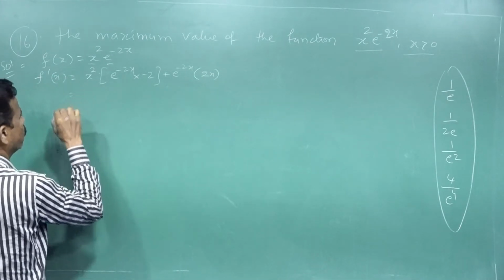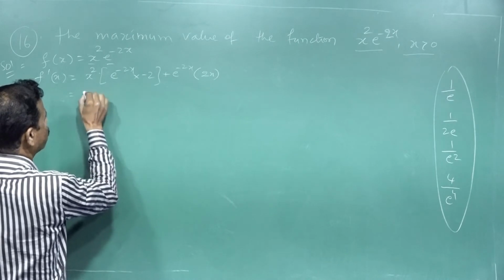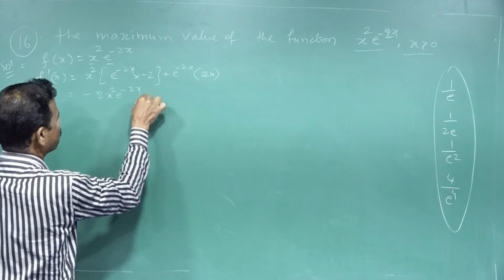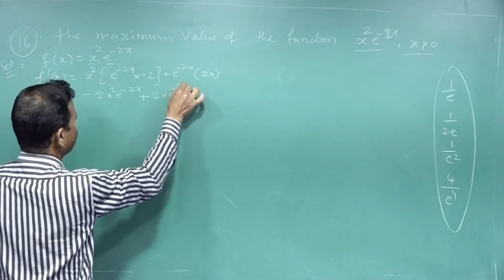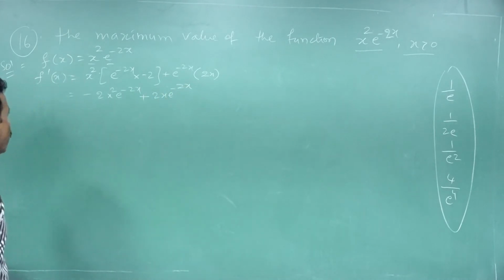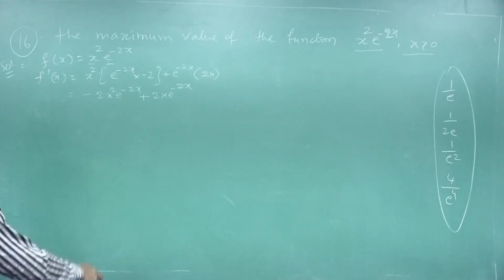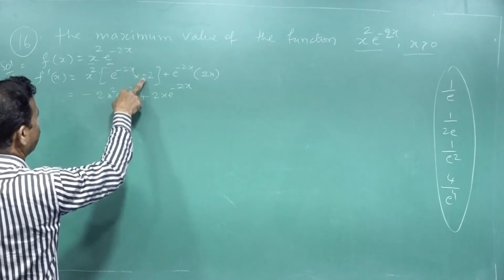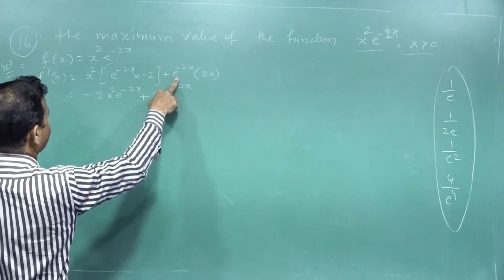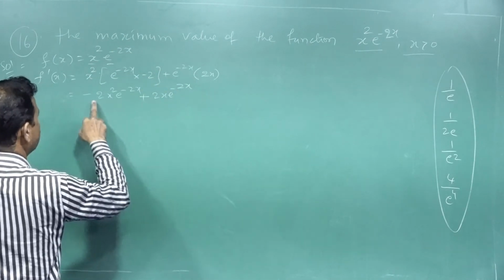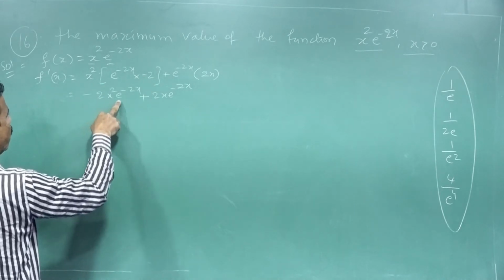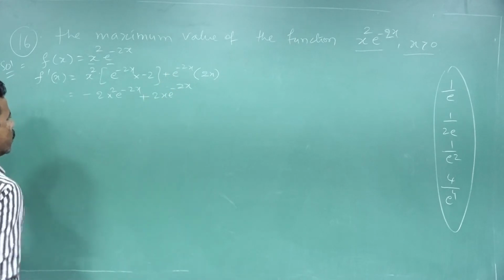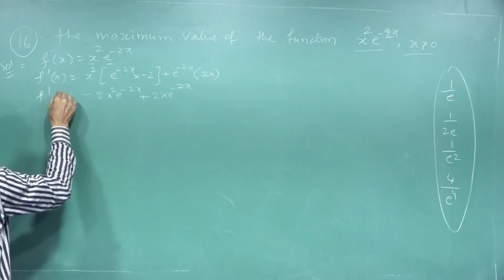So here, after multiplication, minus 2x square e power of minus 2x plus 2x e power of minus 2x. That is, x square e power of minus 2x derivative is e power of minus 2x into minus 2, plus this is e power of minus 2x, this derivative is 2x. After this: minus 2x square e power of minus 2x plus 2x into e power of minus 2x. This is the f dash x.